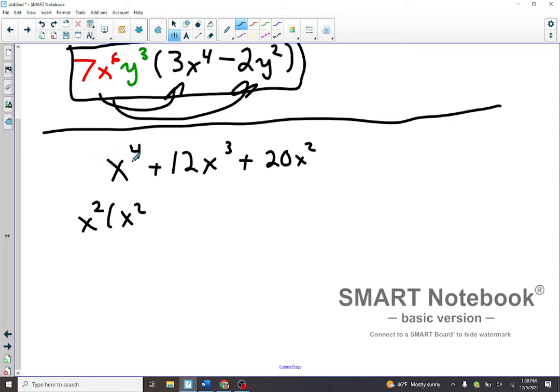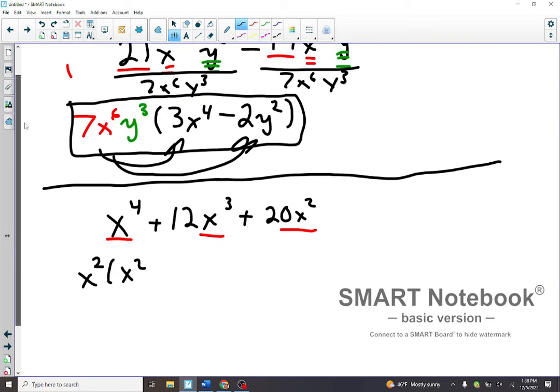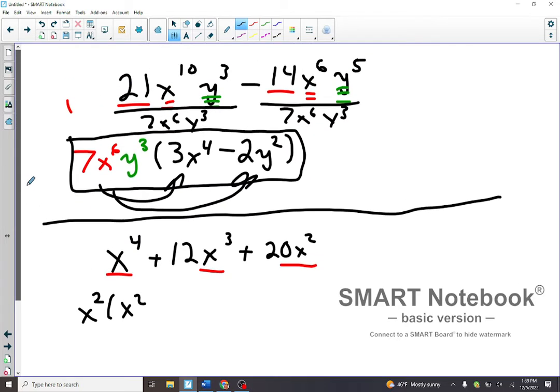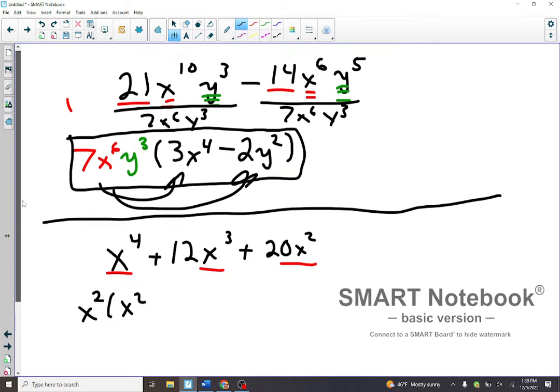All 3 have to have it. How did he take x squared out for that one? Because this has an x squared, this has an x squared, and this has an x squared. No, for the first part, he took out 7, but they both have 7. You look at the normal numbers only. 21 and 14, they both have 7. But what about the y? The y's, you look at the y's individually.